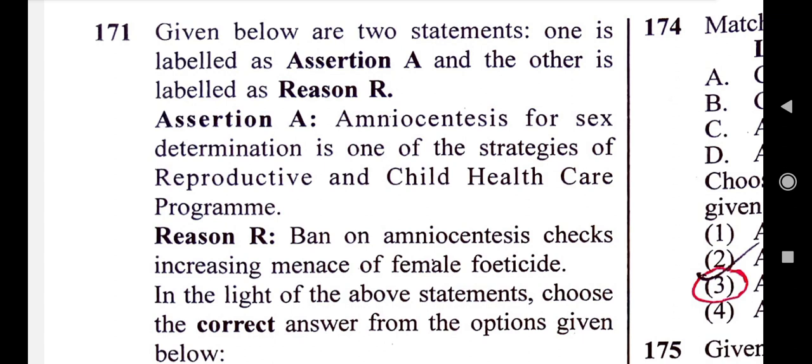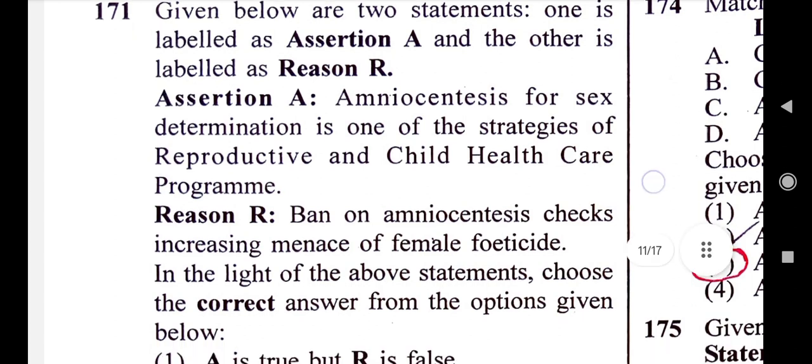So today I will discuss from question number 171, NEET previous year paper. Who did not watch the previous video, you can watch. I will give the link in the I button. You can click there and watch the previous video. I discussed from question number 101 to 170. So today I will discuss from 171.